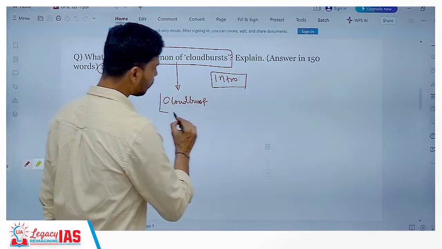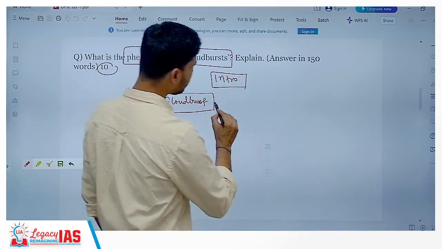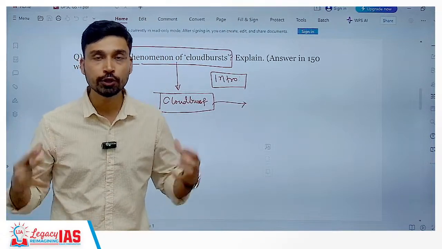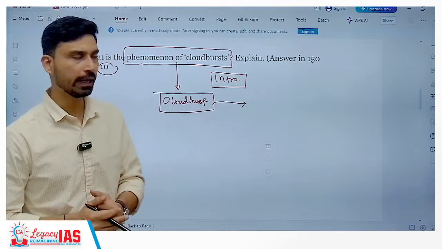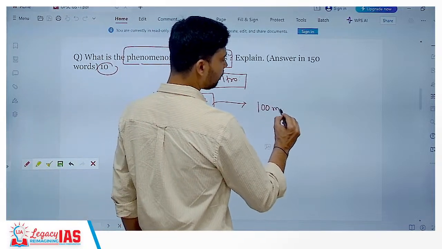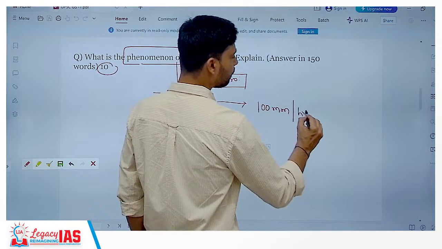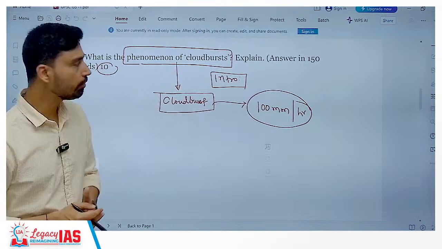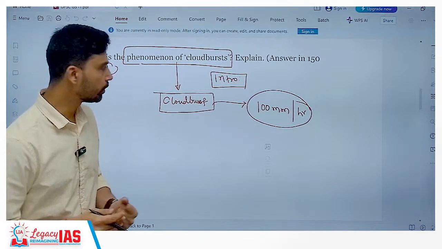Then you can describe what a cloudburst is. Basically, cloudburst refers to rainfall that happens in a very huge amount in a very short period of time. More precisely, we can say rainfall of up to 100 millimeter per hour or 10 centimeter per hour. Such humongous rainfall is referred to as a cloudburst.